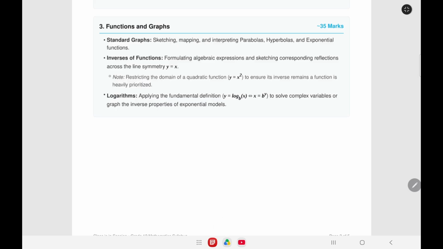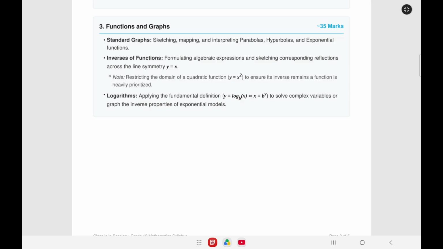Now we have a very big topic, which is functions and graphs that we've learned in the early grades. You have standard graphs, sketching, mapping, interpreting, parabolas, hyperbolas, and exponential functions. We have inverse of functions, formulating algebraic expressions and sketching corresponding reflections across the line of symmetry y is equal to x.